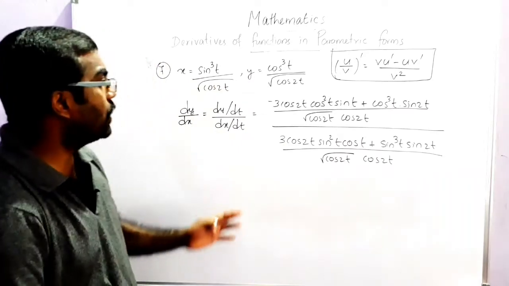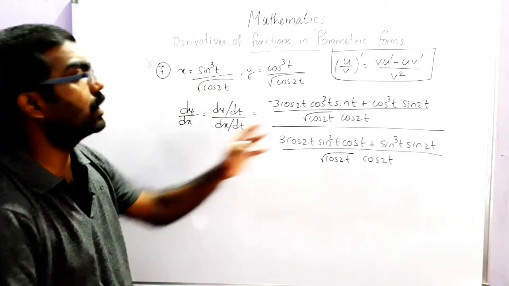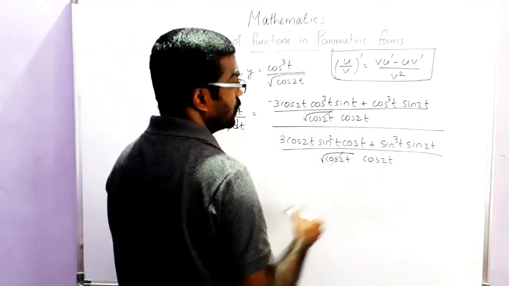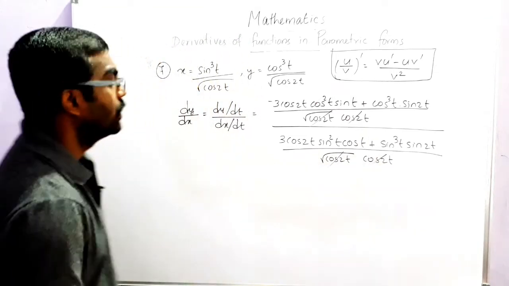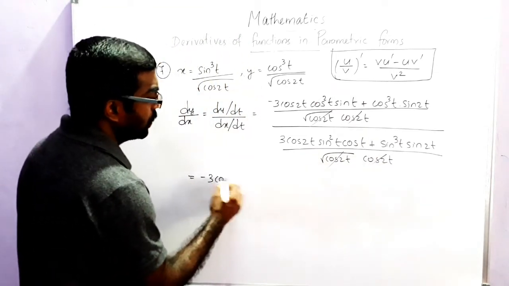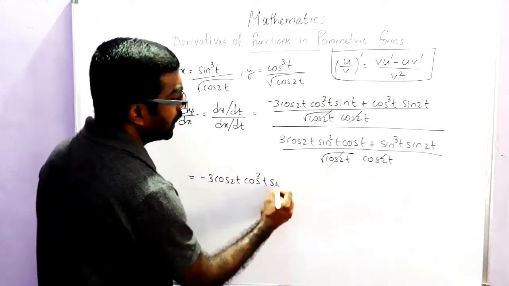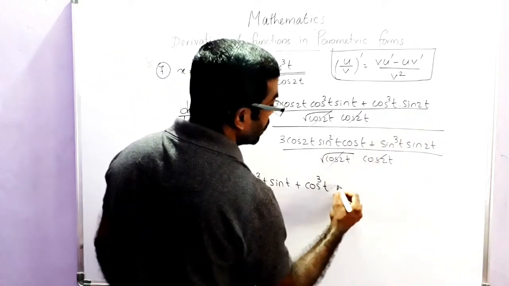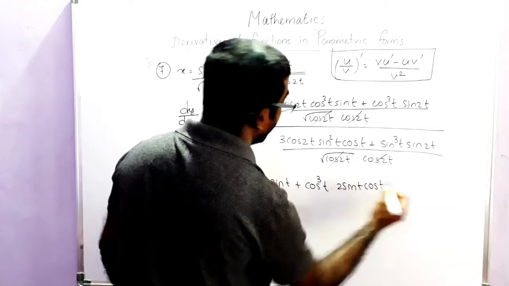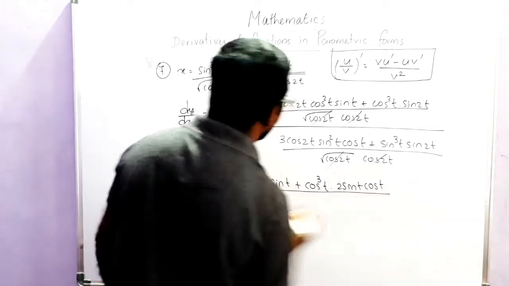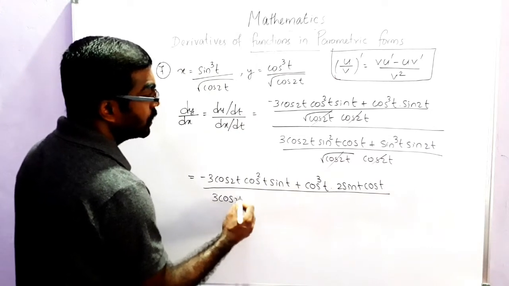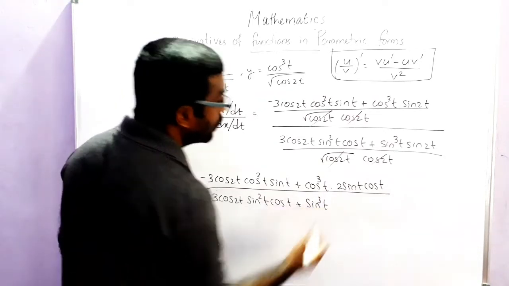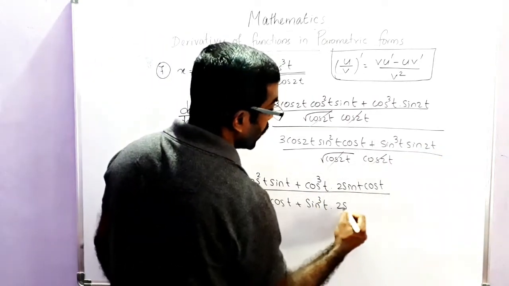Okay, so here I substitute the values of dy by dt and dx by dt in the formula. Okay, we can cancel this denominator root cos 2t, root cos 2t, cos 2t, cos 2t. Now minus 3 cos 2t cos square t sin t, then plus cos cube t. This sin 2t we can write as 2 sin t cos t. Using the formula we can rewrite like this, and the denominator 3 cos 2t sin square t cos t, then plus sin cube t into again sin 2t, 2 sin t cos t.